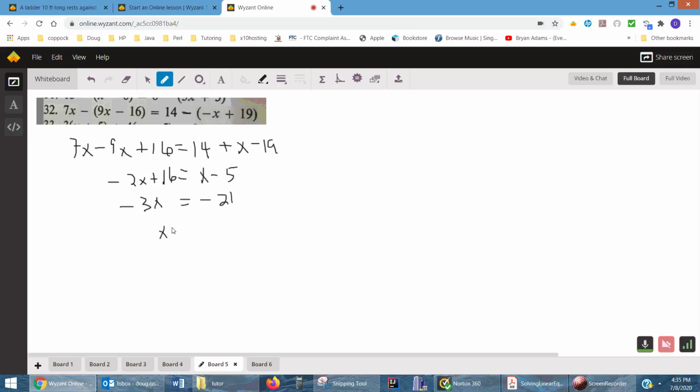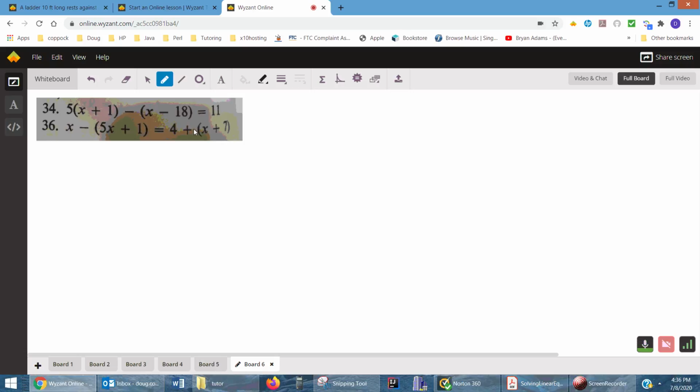X equals -21 divided by -3. If the numbers were bigger, I might go over here and say, what's -21 divided by -3? Oh, negative divided by negative is positive. 21 divided by 3 is 7.